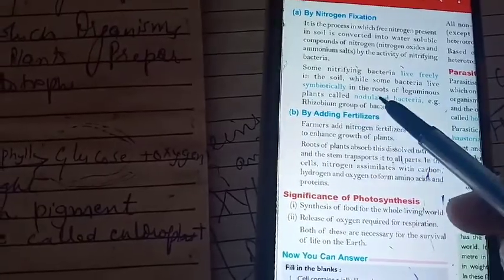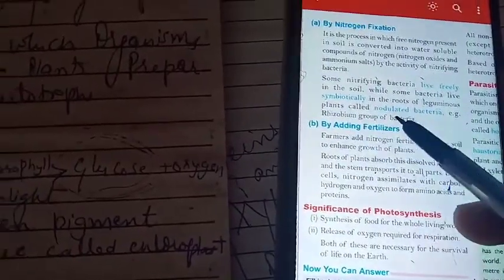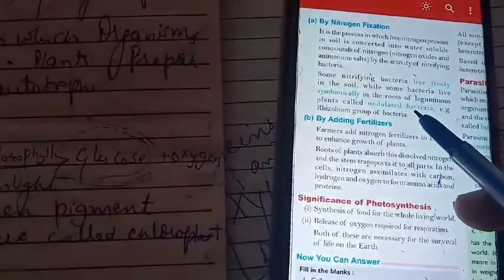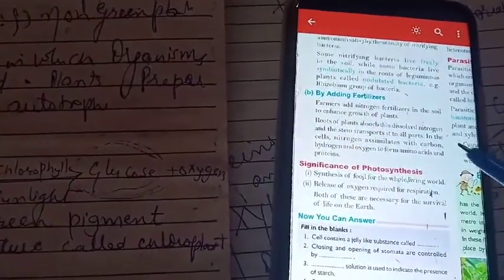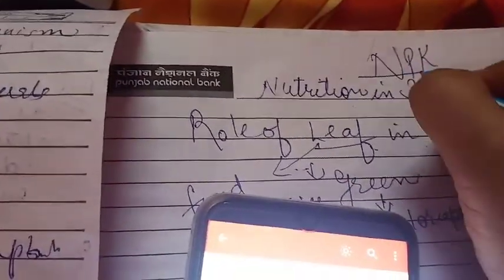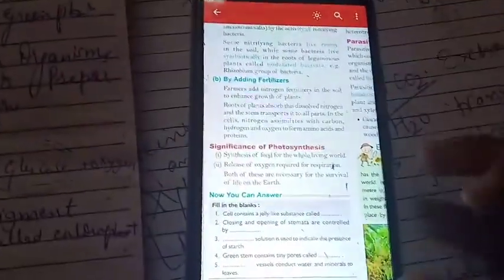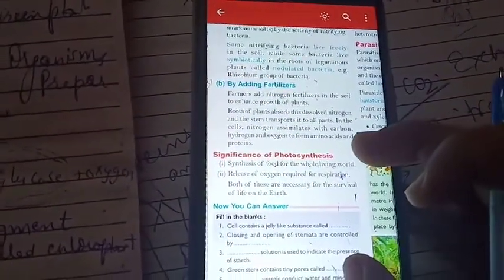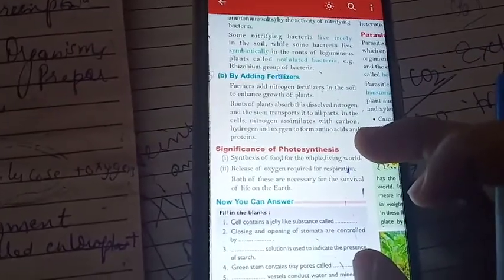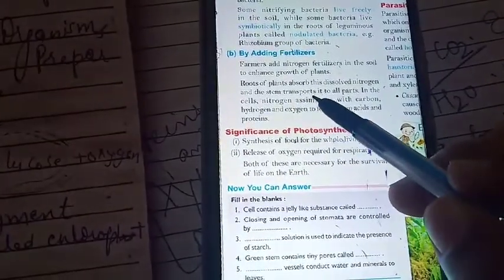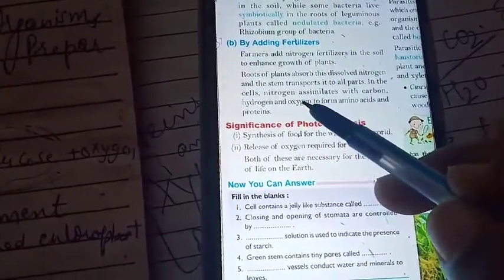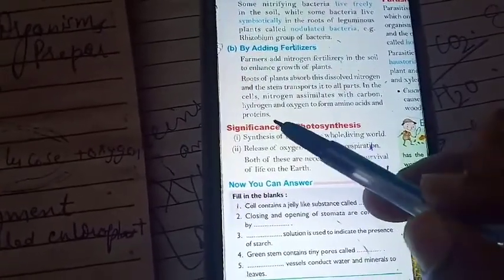Roots of leguminous plants have nodulated bacteria. For example, rhizobium is a bacteria present in the leguminous root, which converts the atmospheric nitrogen into nitrates. And by adding fertilizer, the NPK fertilizer that we apply, nitrogen, phosphorus and potassium, also adds nitrogen to enhance the growth of the plants. Roots of the plant absorb this dissolved nitrogen and the stem transports it to all parts. In the cell, nitrogen assimilates with carbon, hydrogen and oxygen to form amino acids and proteins.